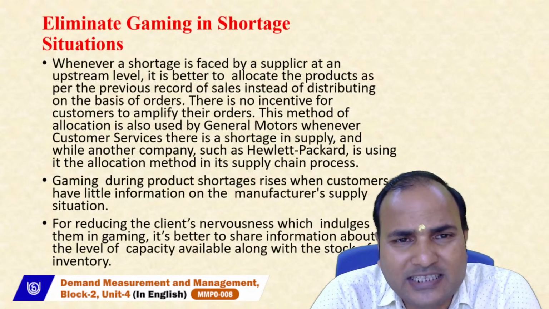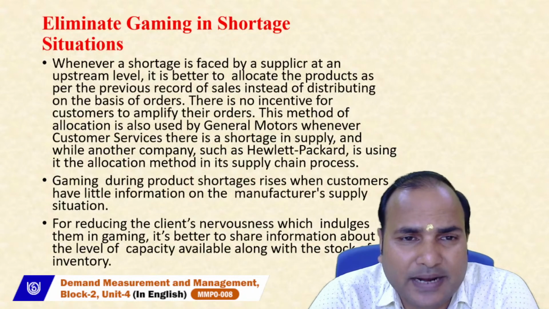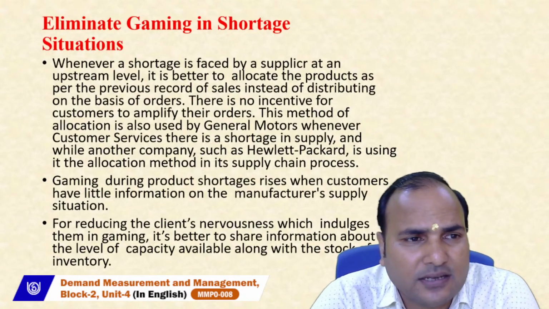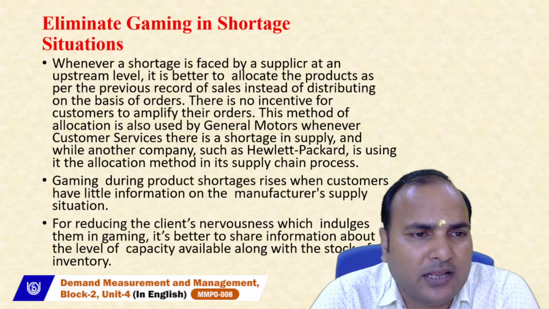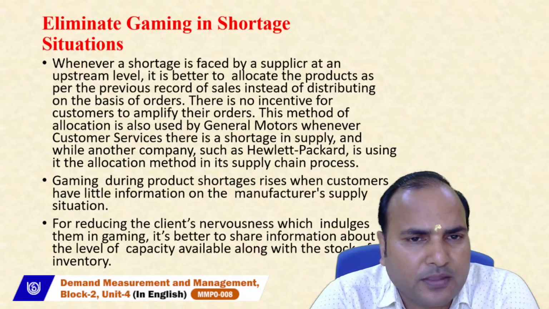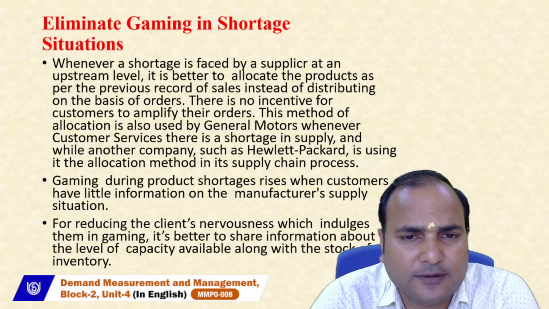Next, after the stabilized price, how can we eliminate the gaming in shortage situations? Whenever a shortage is faced by a supplier at an upstream level, it is better to allocate the products as per the previous record of sales instead of distributing on the basis of orders. So there is no incentive for the customers to amplify their orders.